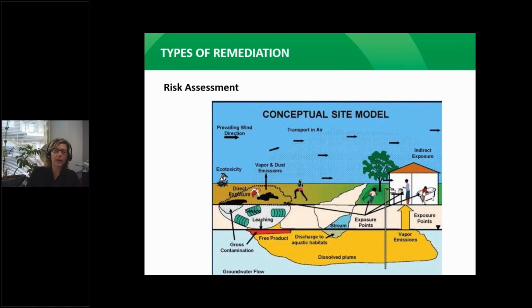Okay, now, how do you decide what is the best remediation option for your site? Well, we recommend conducting a feasibility study or remedial option analysis. Next slide.